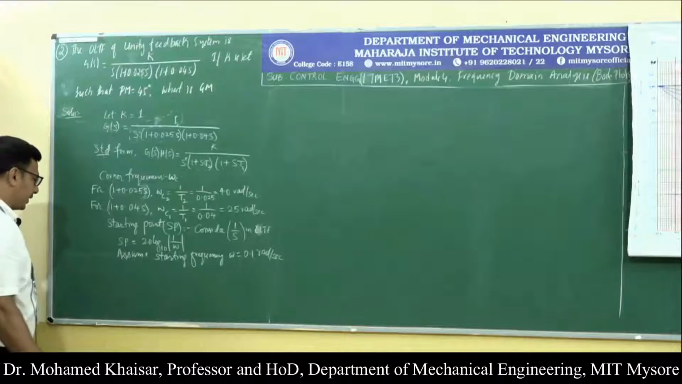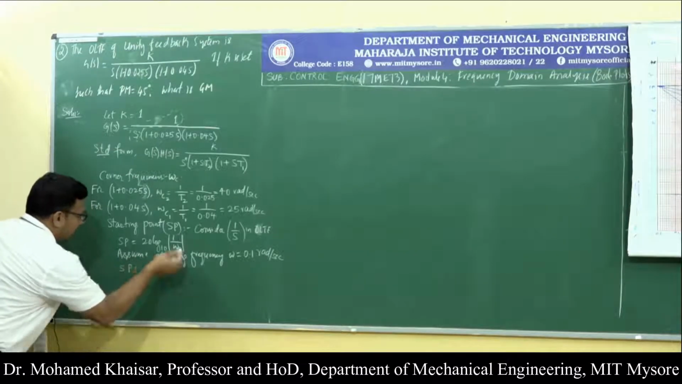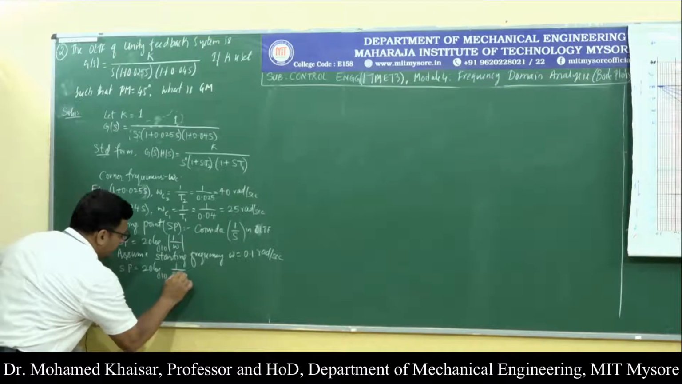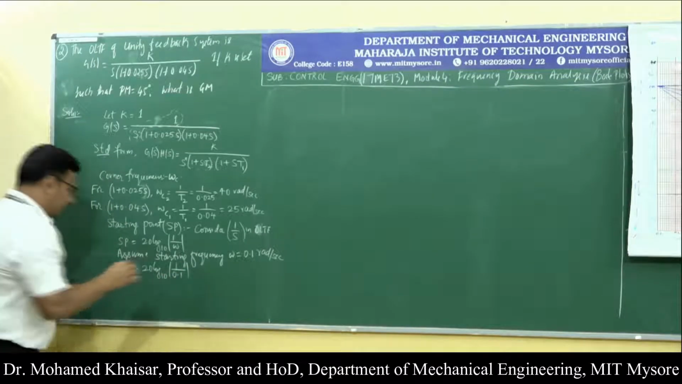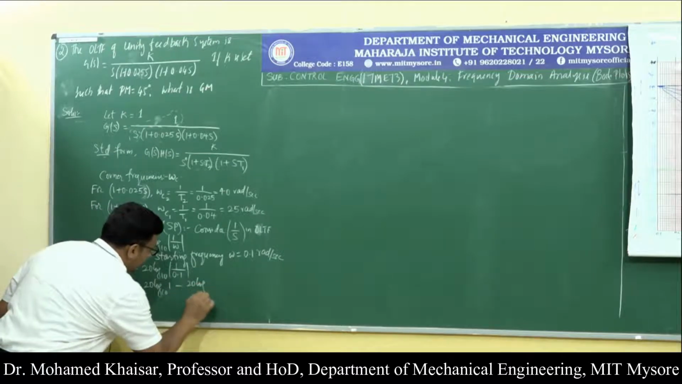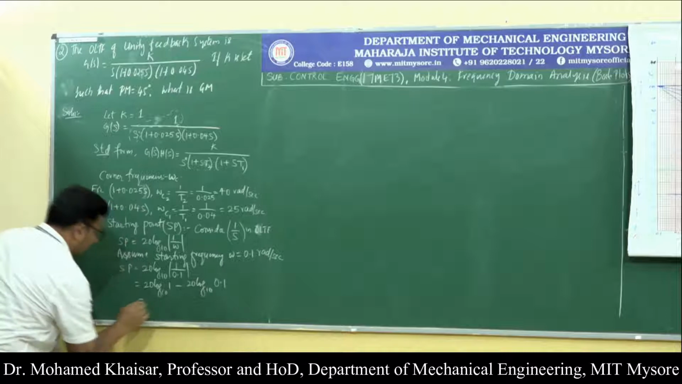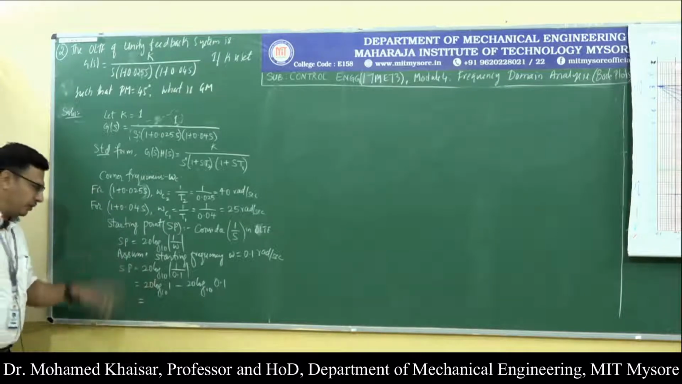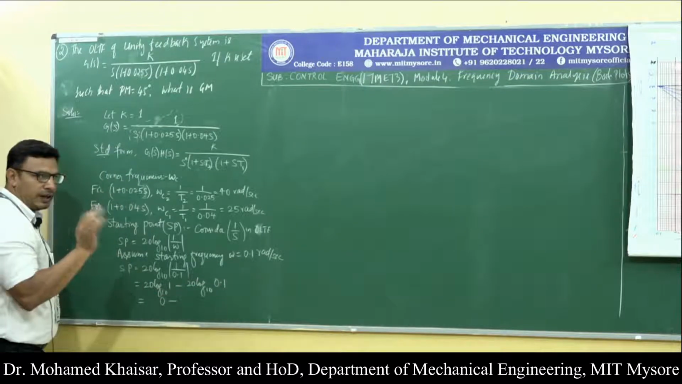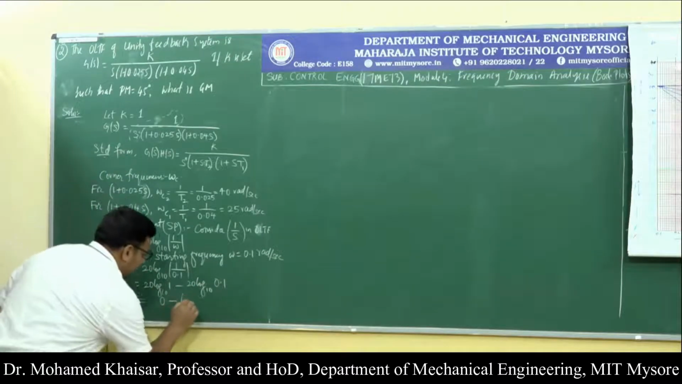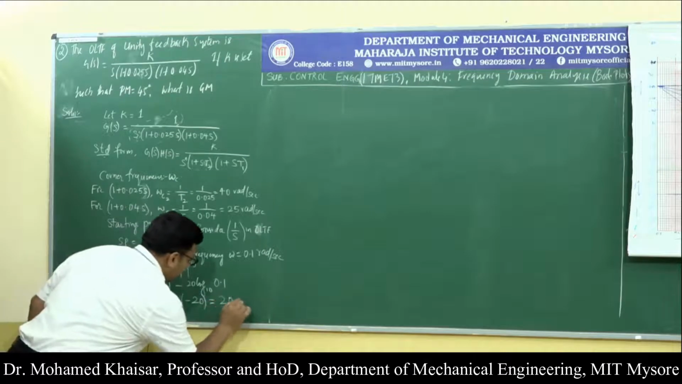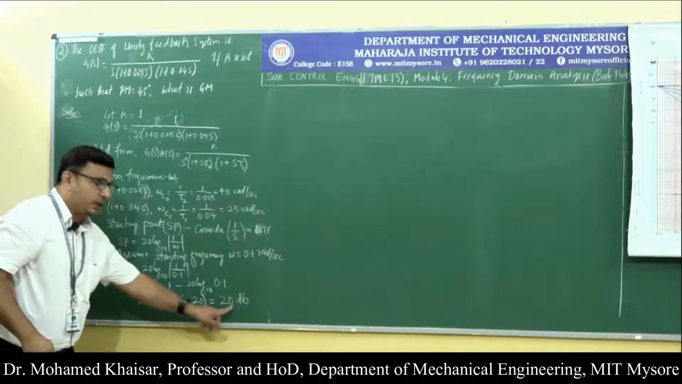If we take 0.1 radians per second and apply it in finding the starting point, 20 log to the base 10 of 1 by 0.1, this can be written as 20 log 1 to the base 10 minus 20 log 0.1 to the base 10. 20 log 1 is 0 and 20 log 0.1 is minus 1, so minus 20 times minus 1, which gives 20 decibels.